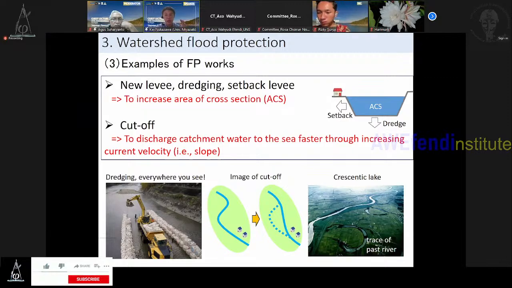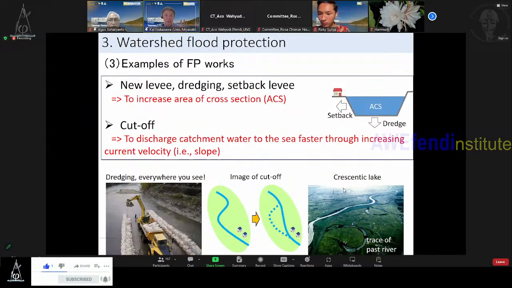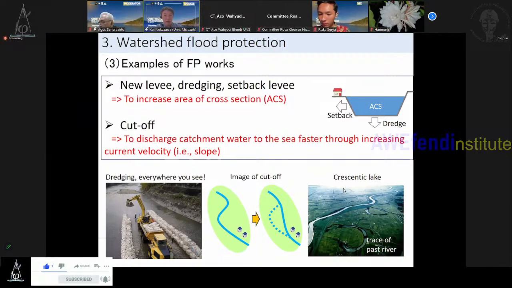Because if flood happens, the water may go over the levee, and there may be inundation in our town. So, not to occur inundation, the cross-sectional area should be larger. So setback levee and dredging is done for this purpose.